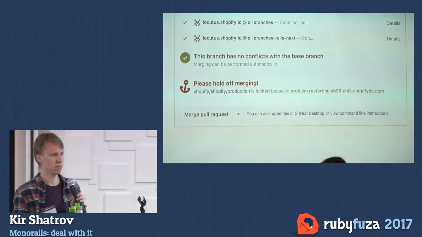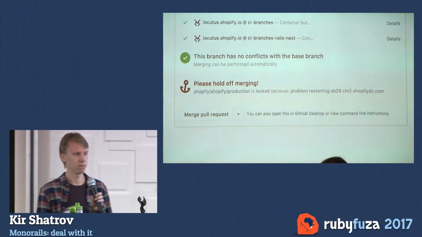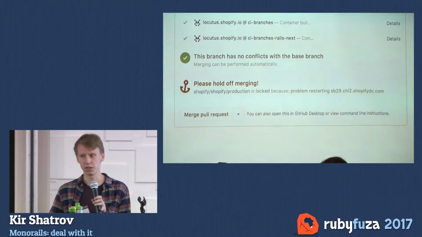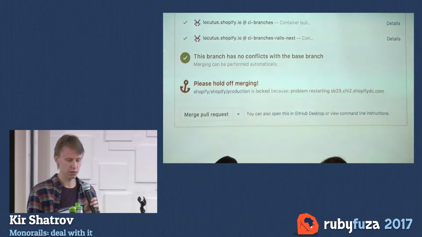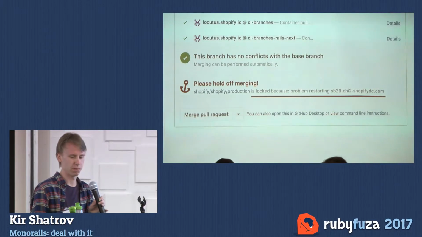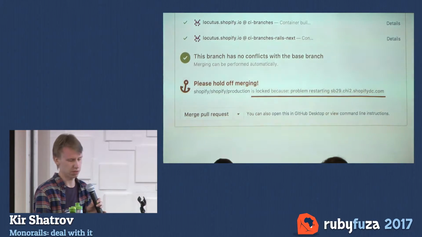And this Chrome extension adds a big alert on the GitHub merge button if we do not want you to merge any new stuff. And that also works pretty well. So people know if we're investigating something and we cannot deploy at this moment, please do not merge.